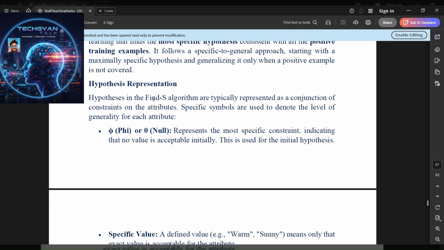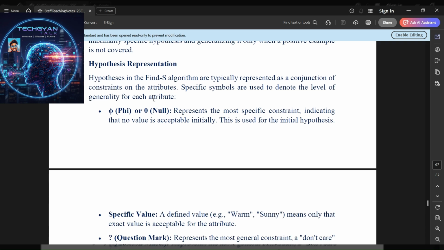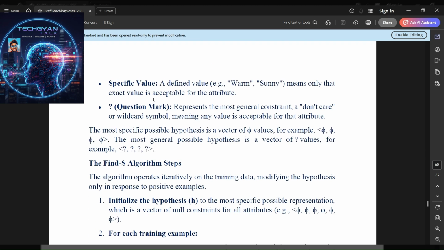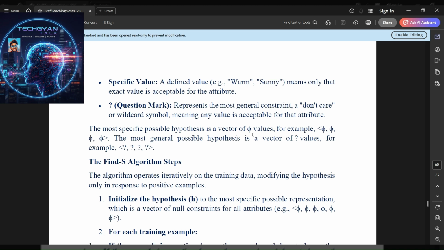Hypotheses in the Find-S algorithm are typically represented as a conjunction of constraints on the attributes. Specific symbols are used to denote the level of generality for each attribute. Phi, or null, represents the most specific constraint, indicating that no value is acceptable initially. This is used for the initial hypothesis. A specific value, a defined value, for example warm or sunny, means only that exact value is acceptable for the attribute. A question mark represents the most general constraint, a don't care or wildcard symbol, meaning any value is acceptable for that attribute. The most specific possible hypothesis is a vector of phi values.